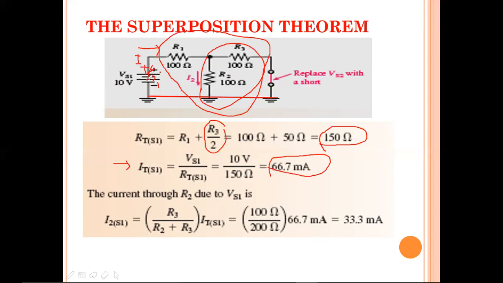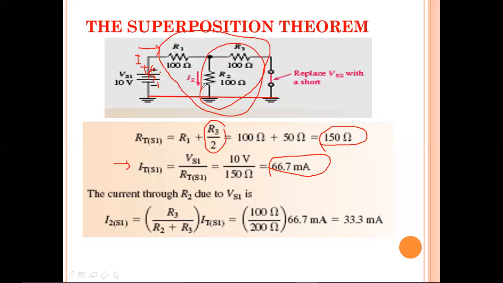But you need to find the current which is flowing through the R2 resistor, meaning 100 ohms. For that, you should depend upon the current division rule. Please write the current division rule. Current division rule is nothing but the total current into the opposite resistance by the total resistance. For this, the opposite resistance of R2 is R3.